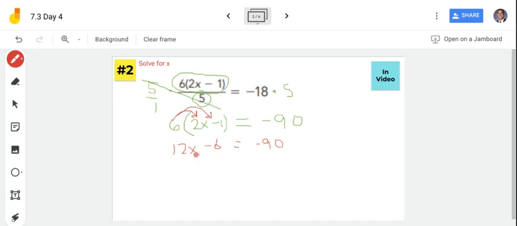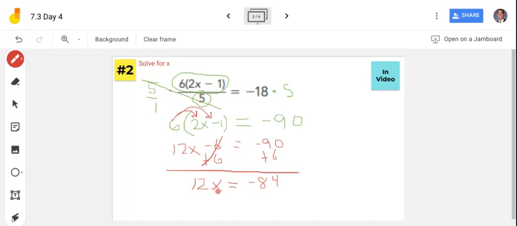Okay, so my variable is already on the left side. I don't have an x over here. So because my variable is on the left, I'm going to get my numbers on the right side. So how do I undo this subtraction? I undo subtraction by addition. So I'm going to add 6 to both sides. Those 6's cancel, and so 12x is equal to, what's negative 90 plus 6? That would be negative 84, right? Different signs subtract, keep the big guy.